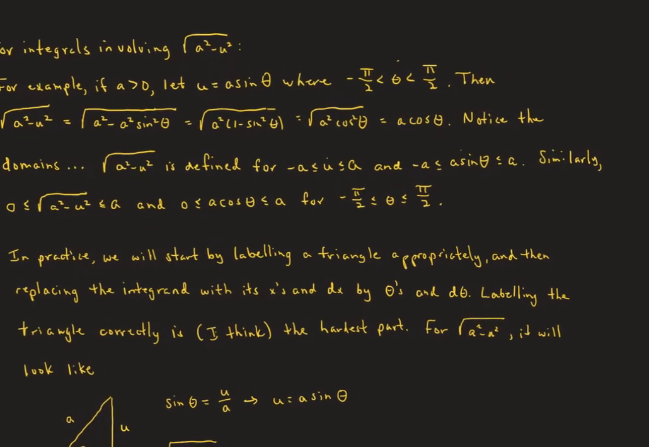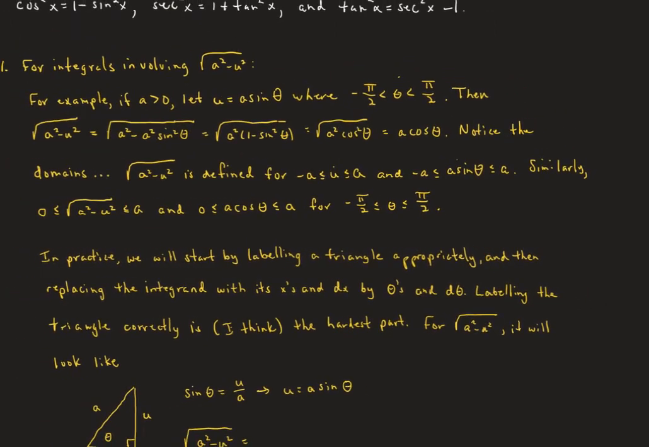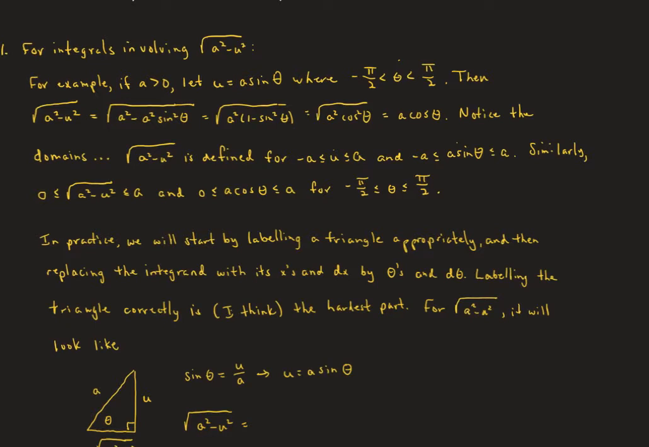Let me slide this over a little bit. Similarly, we can see the other consideration is that square root of a squared minus u squared that we're going to call a cosine theta. For theta between negative pi over 2 and pi over 2, remember that's quadrant 4 and quadrant 1, cosine is positive there, and so we're going to be positioned where we want to, that everything is going to be consistent.